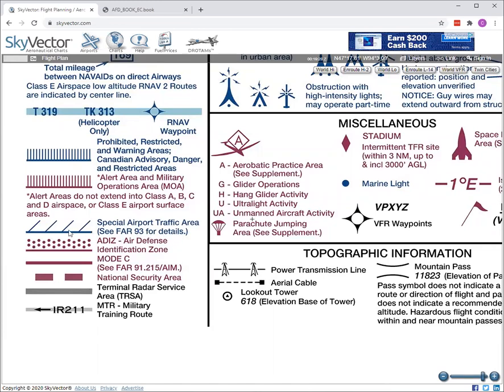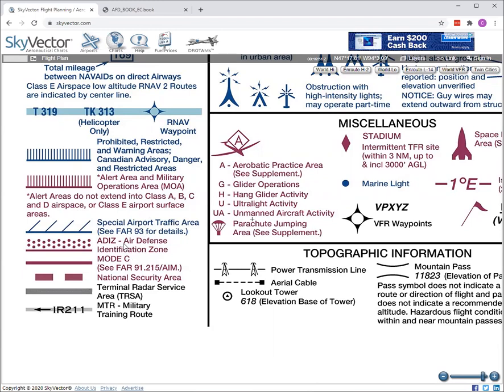Special airport traffic area, these aren't really that prevalent here, more like special airspace areas. There are some in Alaska and some other unique regions with special traffic rules, but you probably wouldn't have to worry about those too much.